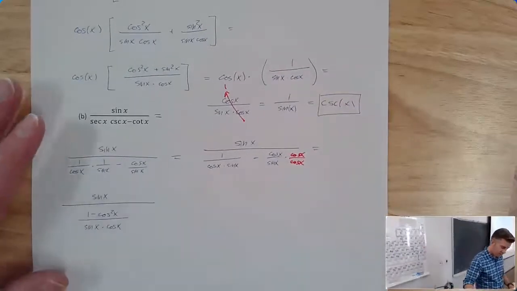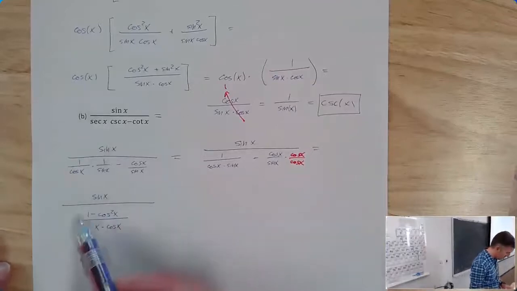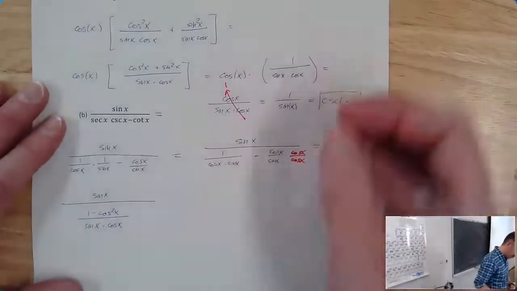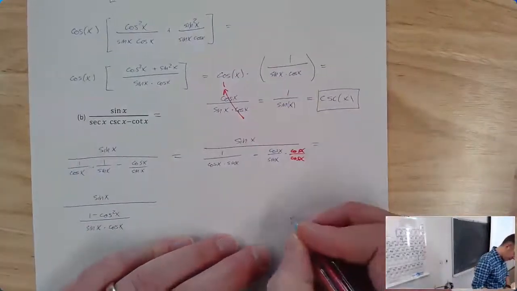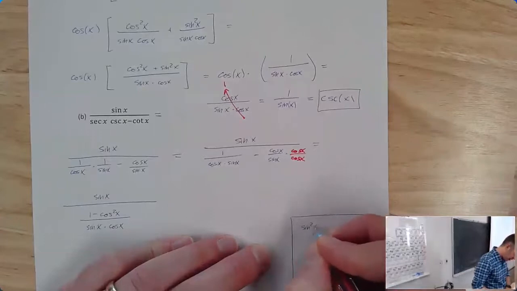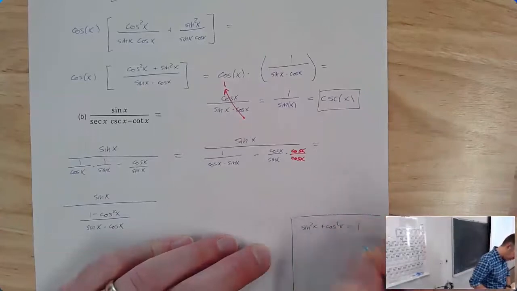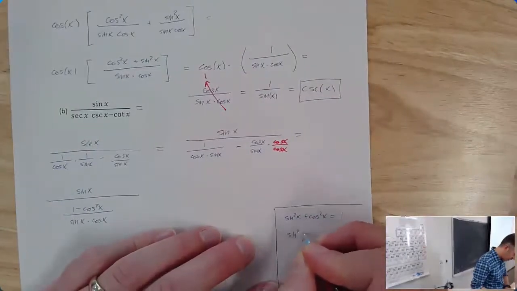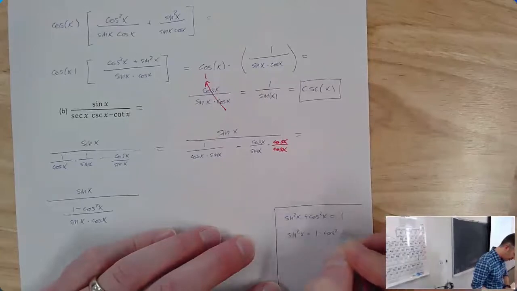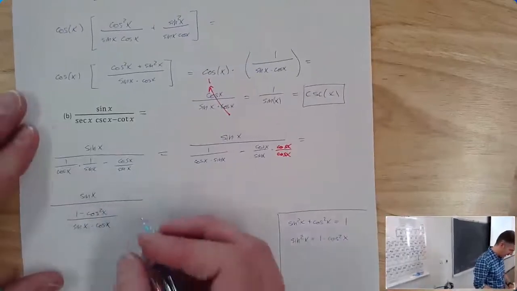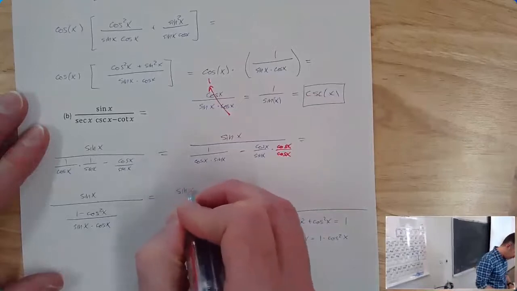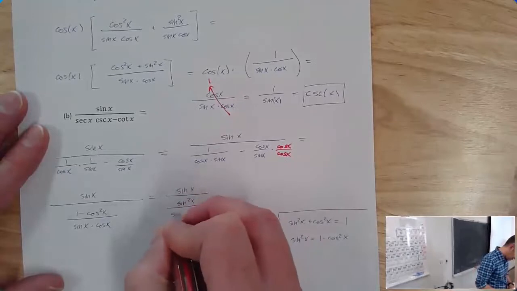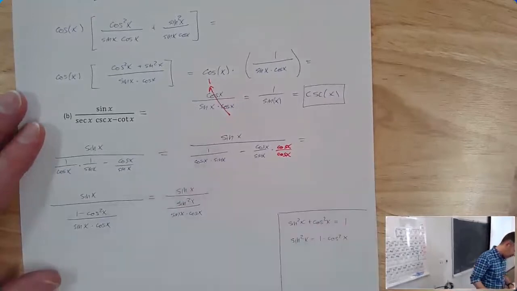So 1 minus cosine squared x, you can maybe see there's a trig identity there. If we think about the fact that sine squared x plus cosine squared x equals 1, and I subtract cosine squared x from both sides, I've really got sine squared x equal to 1 minus cosine squared x. So I can totally rewrite this as sine of x over sine squared x, all over sine x times cosine x.